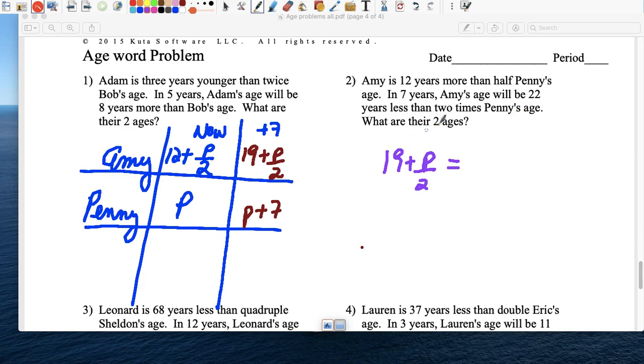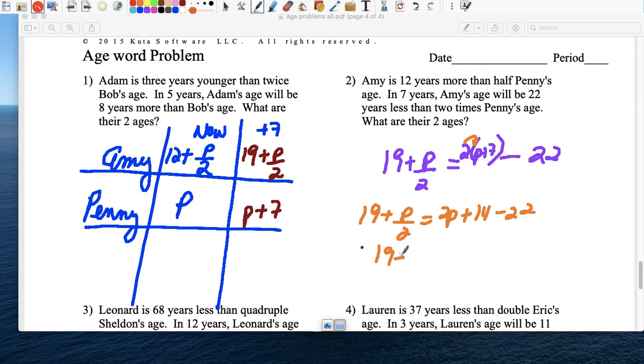So we're going to do a switch, right? 22 years less, so it's subtraction. Instead of writing 22 as the first term, you write 22 as the second term, and then 2 times Penny's age comes to the front. So it's 2 times Penny's age, which is P plus 7. Let's do the distributive property. So we get 19 plus P over 2 equals 2P plus 14, because 2 times 7 is 14, minus 22. 19 plus P over 2 equals 2P, and 14 minus 22 is negative 8.